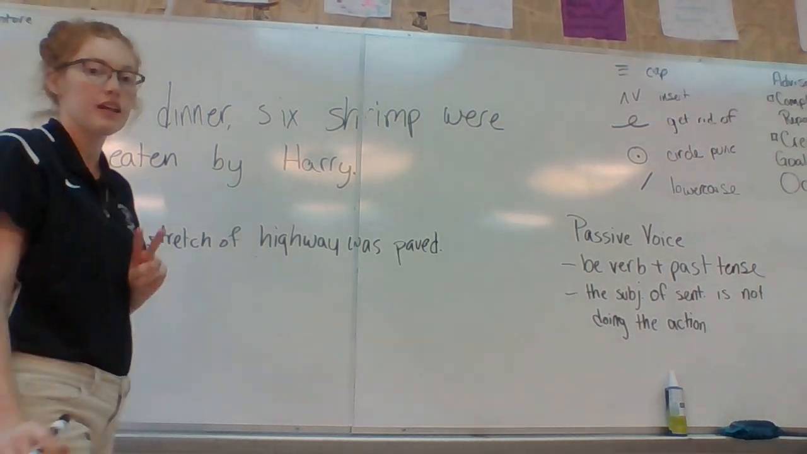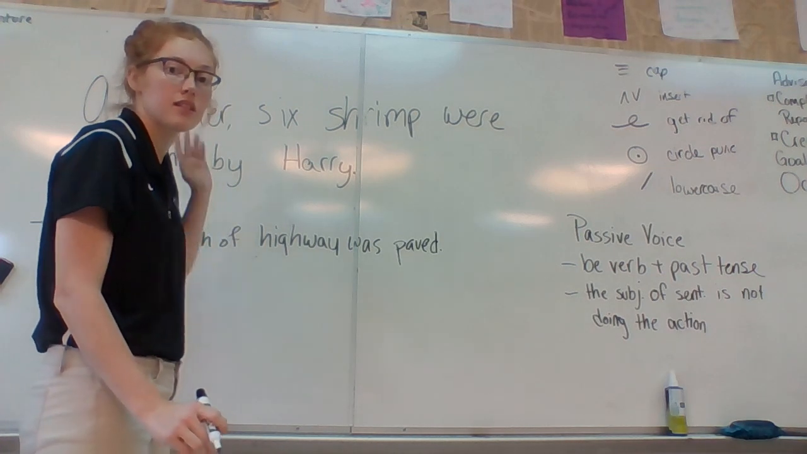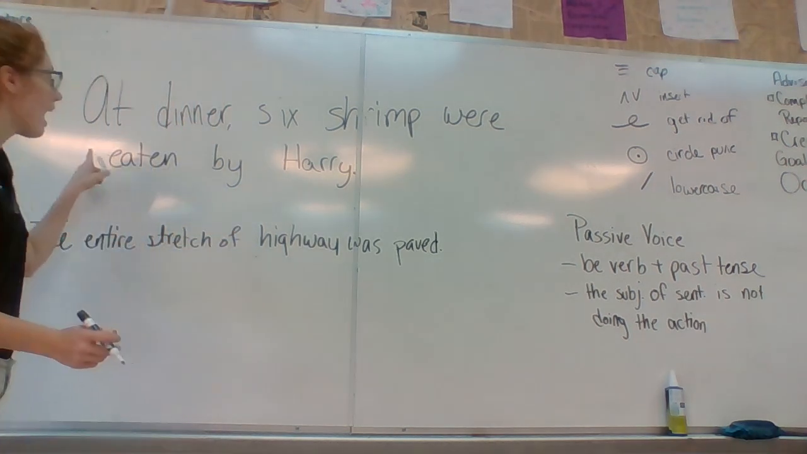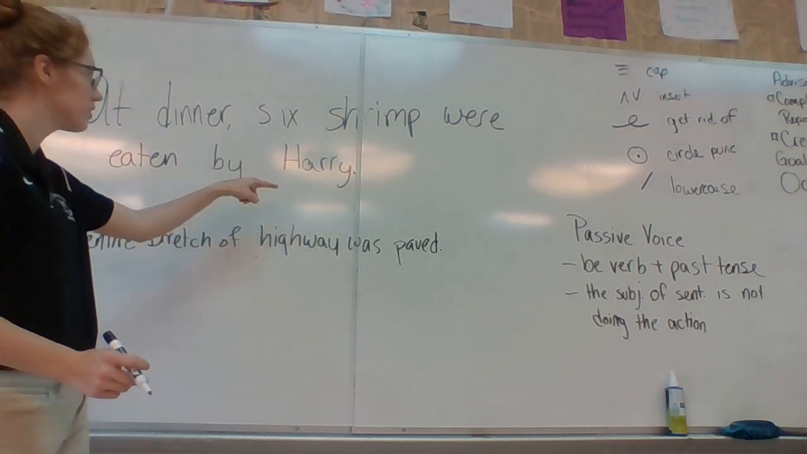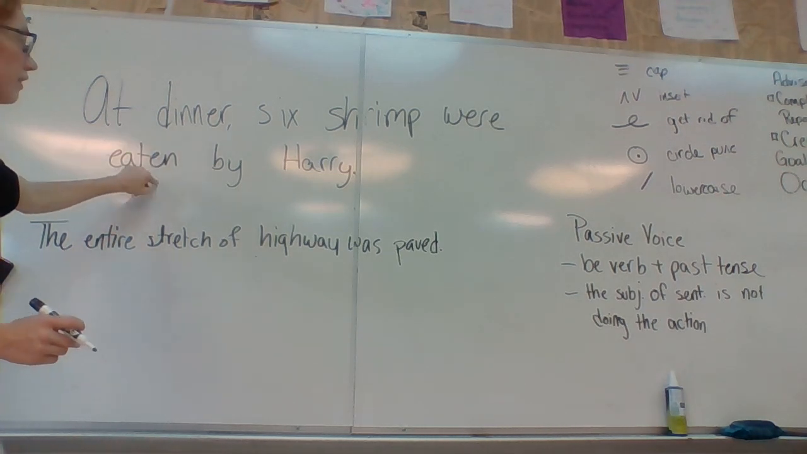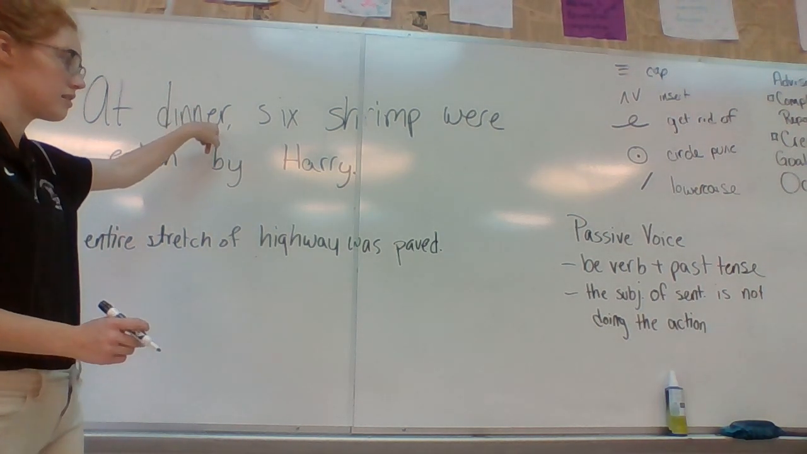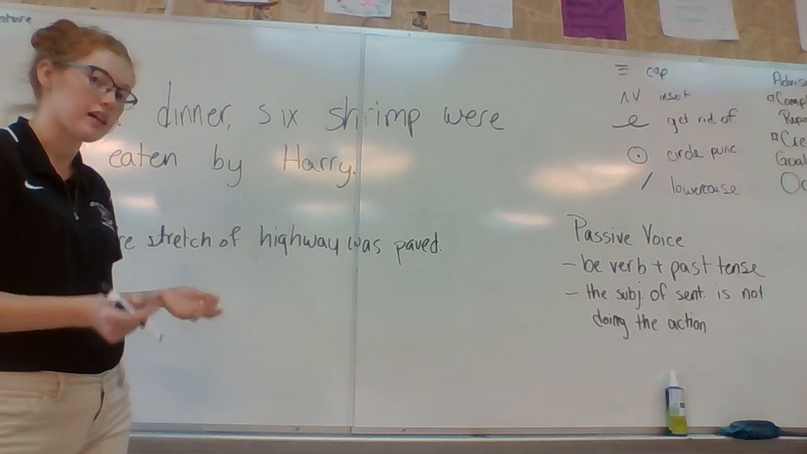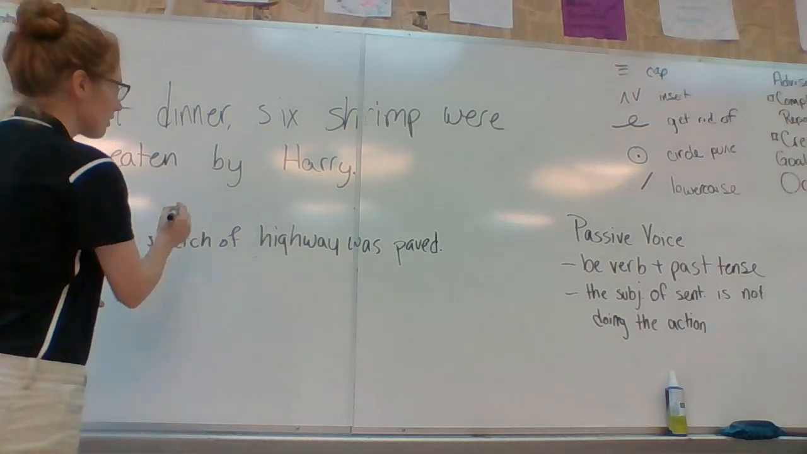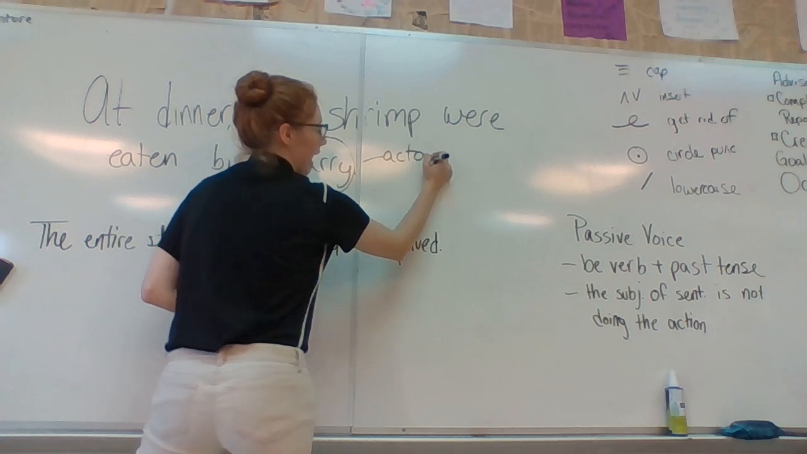A second way to check is to see who is doing the action. Because if the actor is not the subject of the sentence, then it is not active voice, it is passive voice. So at dinner, 6 shrimp were eaten by Harry. So who is doing the eating? Because you can see that that's our verb. So since Harry is doing the eating and he is not the subject of the sentence, what would that voice be, active or passive? Passive. So we would have Harry doing the acting, so that he would be our actor.